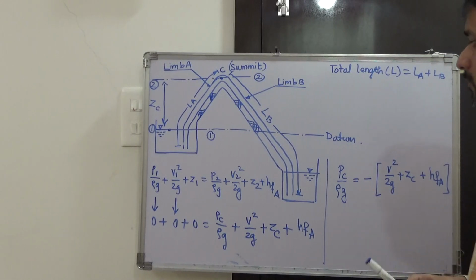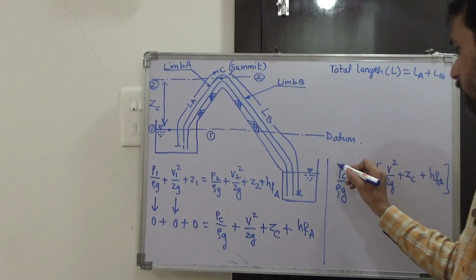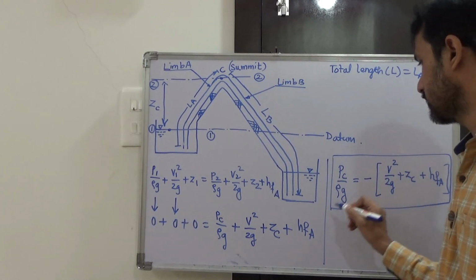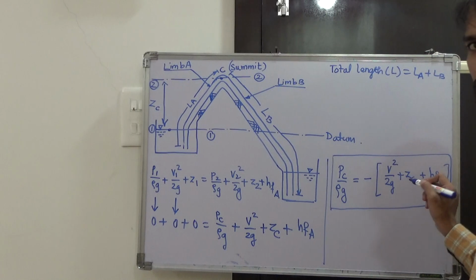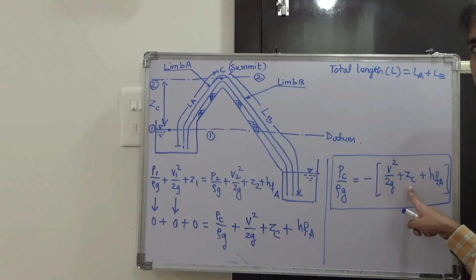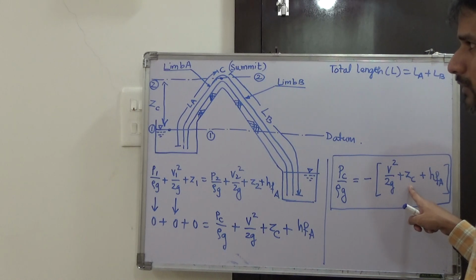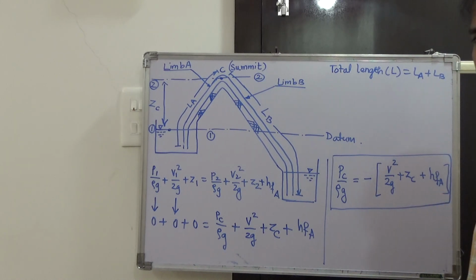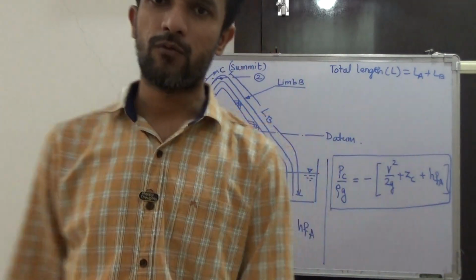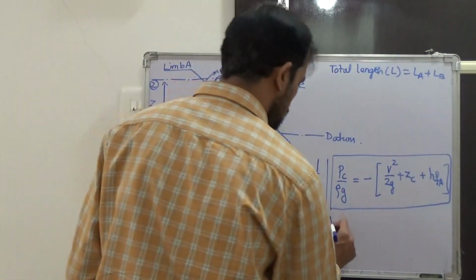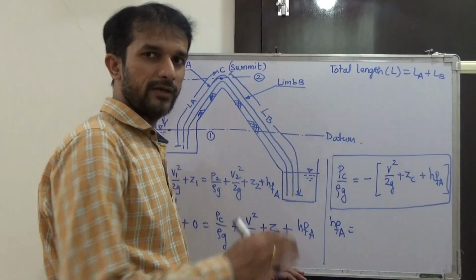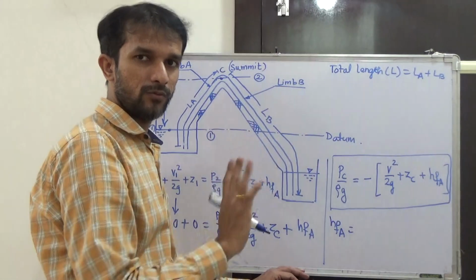Okay, so with this equation you can solve many numericals where they will ask you to find the pressure at the summit and give the other information, or they will give you the pressure at the summit and ask you what is the height of the limb A or the level of the summit. They will ask you to find ZC, or they will ask you to find HF, whatever is required. And what is HFA here? It is the frictional head loss in the limb A. So only the length of the limb A has to be taken. Total length of the pipe is not to be taken.